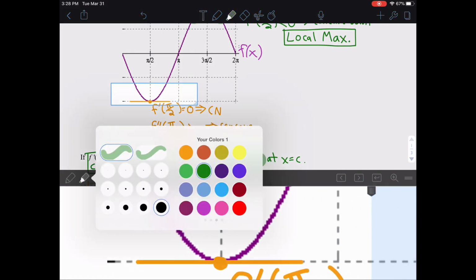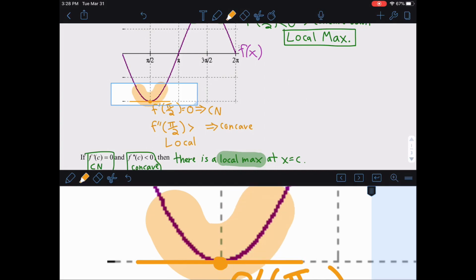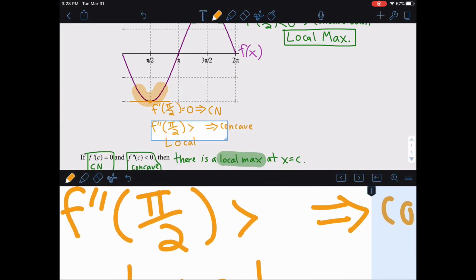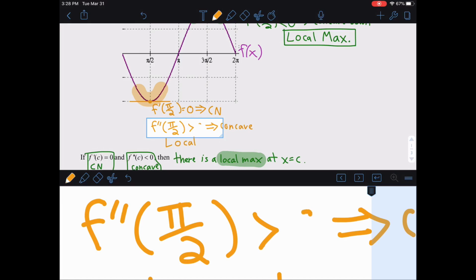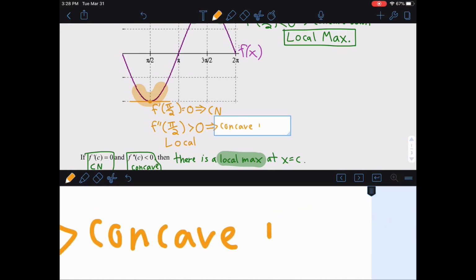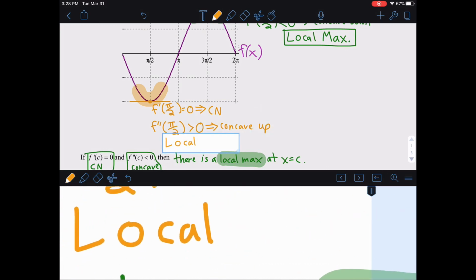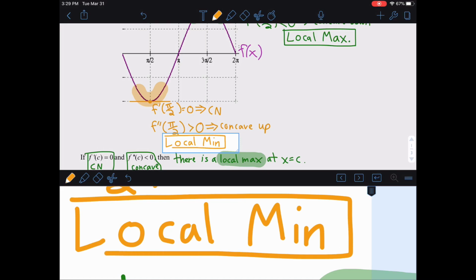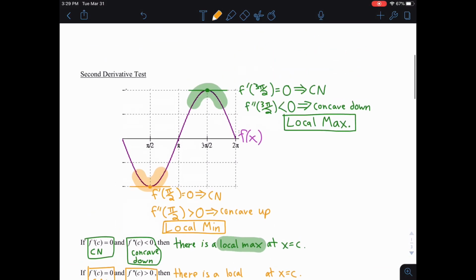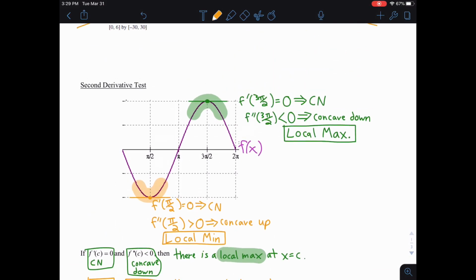If I take a look at the shape of my curve here, that indeed looks concave up to me. f double prime at pi over 2 is greater than 0, which means we are concave up at our critical number. And so at that point, there must be a local min. Okay, so again, look at my graph of f of x here. Its local max is where it has a critical number and it's concave down. The local min is where it has its critical number and it's concave up.